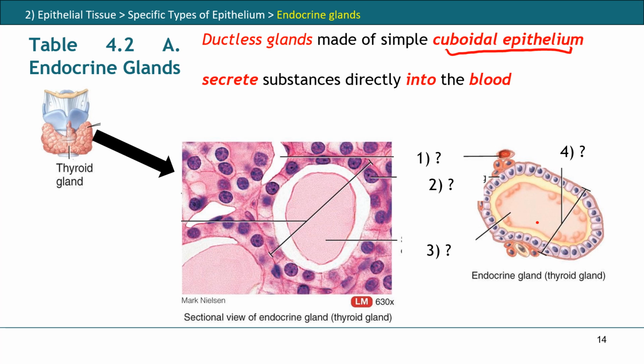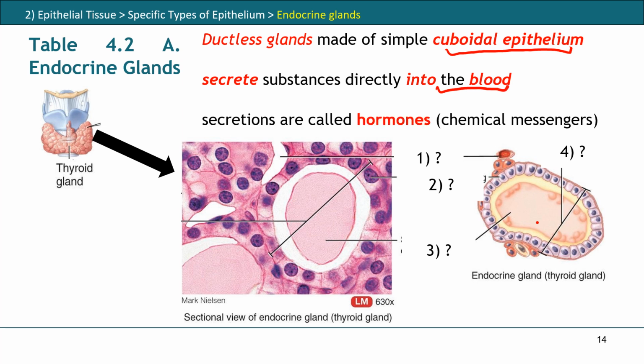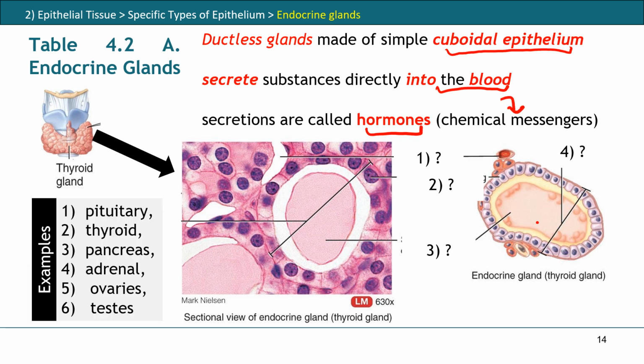I told you that they secrete substances directly into the blood. In this case, those secretions are called hormones, which are chemical messengers. And I also told you that there are many examples. Here you can see 6 examples that we will cover later in this course. In addition to that, I show you here 4 things that you need to remember. The first thing is this structure, pretty easy: blood vessels.